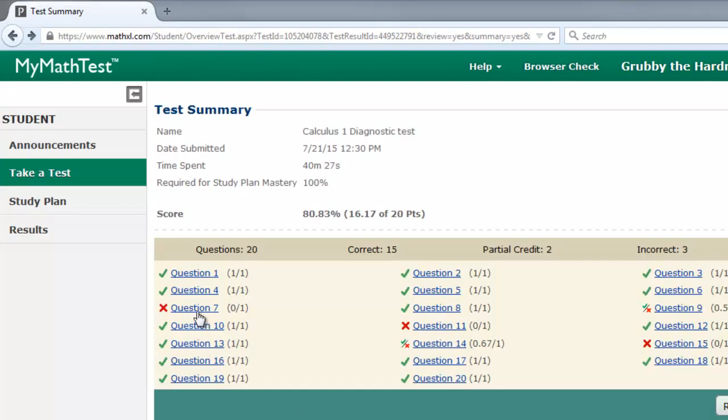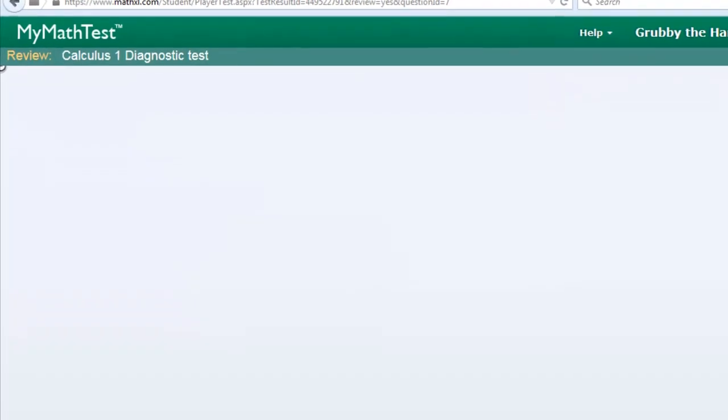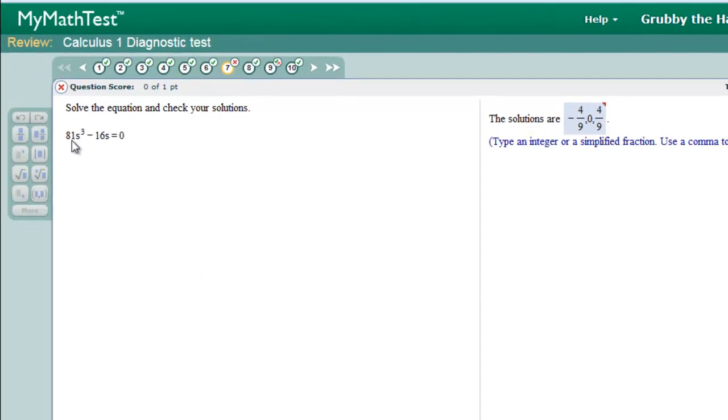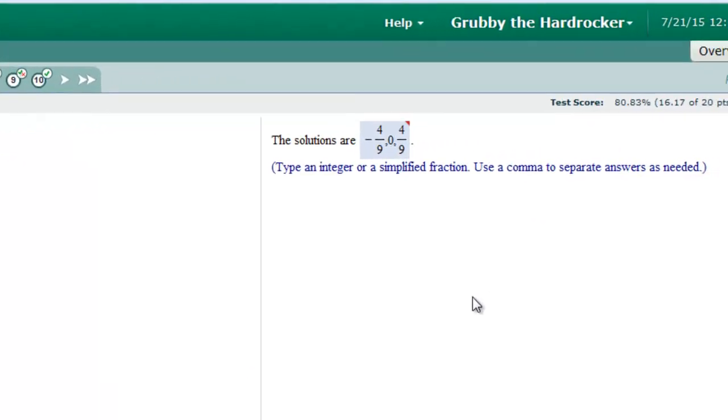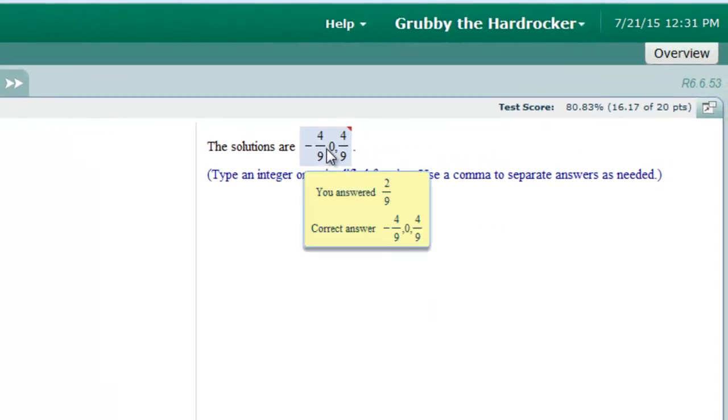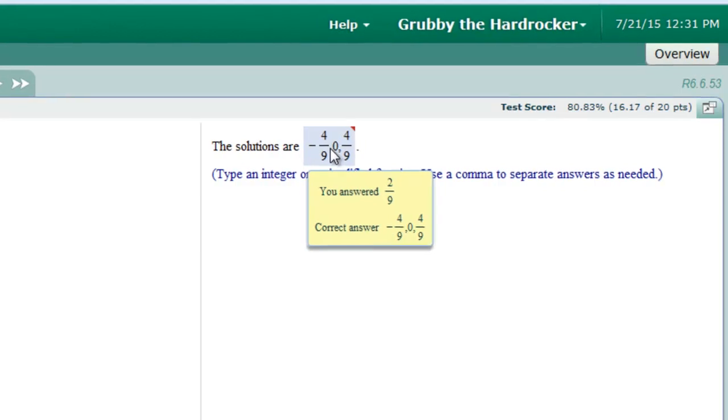On the other hand, if I select a problem that I got wrong, for example, problem 7. Problem 7 was to solve this equation. The correct solution should have been -4/9, 0, and 4/9. If I put my mouse over it, I can find what I entered, and apparently I was way off on this one. I got one solution of 2/9. Notice that it doesn't tell me what I've done wrong, just that I've gotten this particular problem wrong. We'll address this in a little bit.